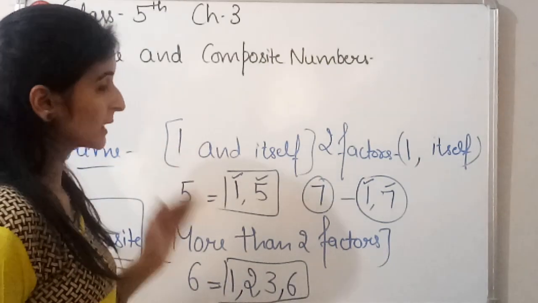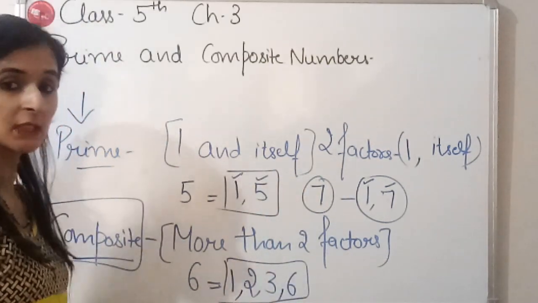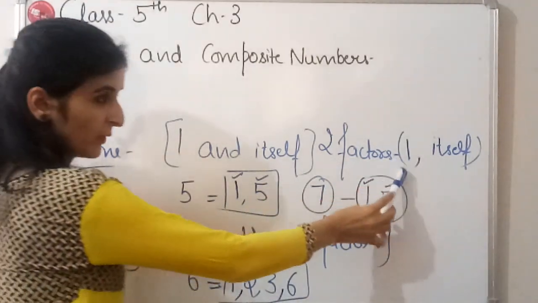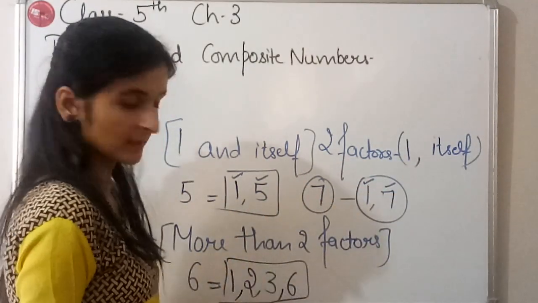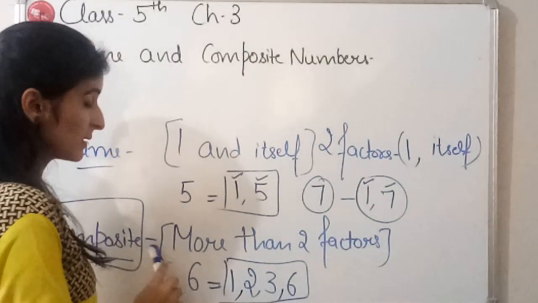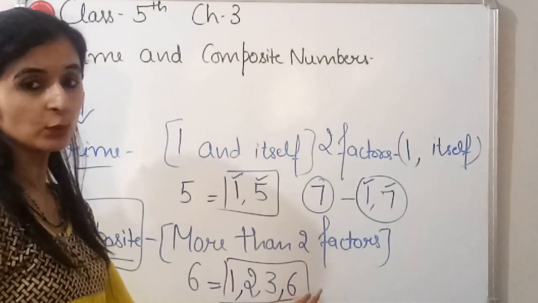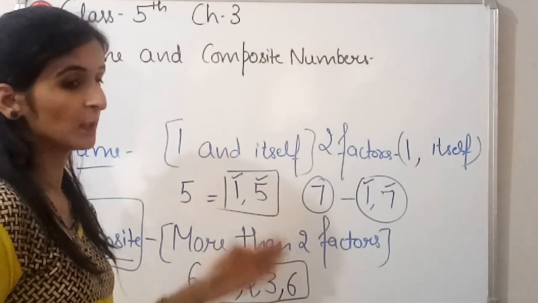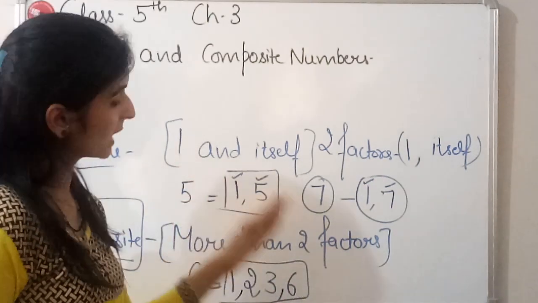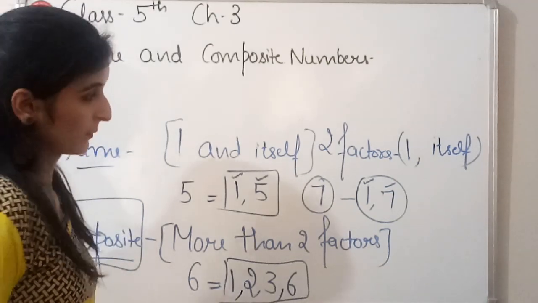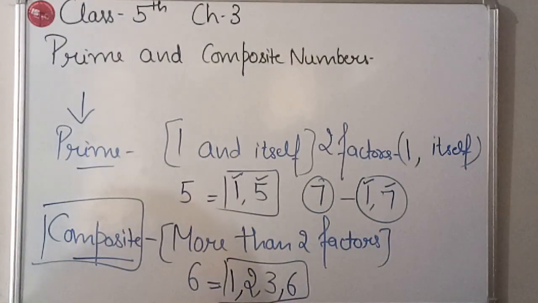Clear? So what is the difference between prime and composite numbers? Prime numbers have only 2 factors, that is 1 and the number itself. And composite numbers are the numbers which have more than 2 factors, or we can say the numbers which are not prime numbers are called composite numbers. Clear? So now let's move to the next topic.